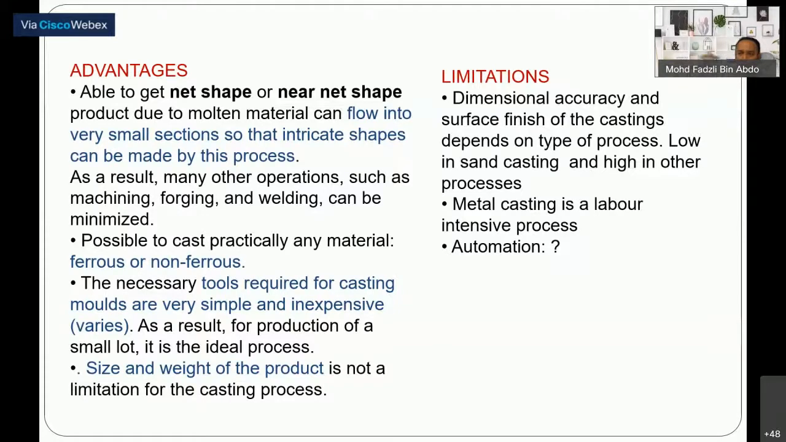Maksudnya kalau you nak 10 mm, mungkin bila you buat sand casting tak dapat 10 mm dimension dia, mungkin dapat 9 mm. And then the metal casting is a labor intensive process. Okay. And then is there any automation for the casting? Kita still tak ada automation lagi.